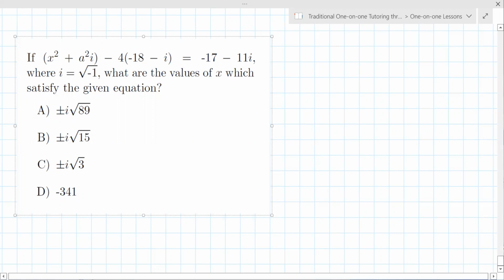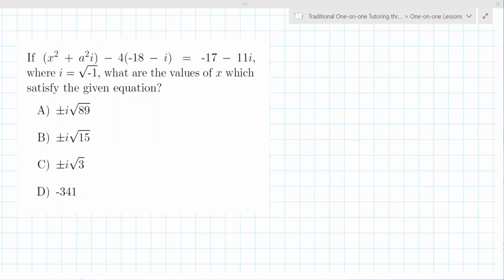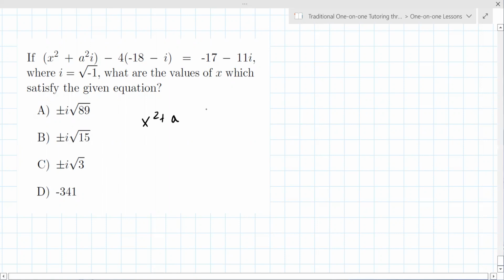How are you doing on this one? Almost to the point where I can't do anything. So I'm being a little slow. All right, so let's start. It's the same set of steps. So you're going to write x squared plus a squared i. And then you're going to distribute this -4 in. So it's -4 times -18. That's positive 72, yep, positive 4i. Did you get that? Yes.